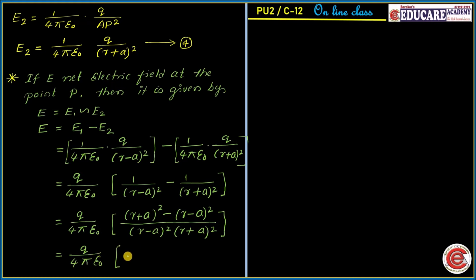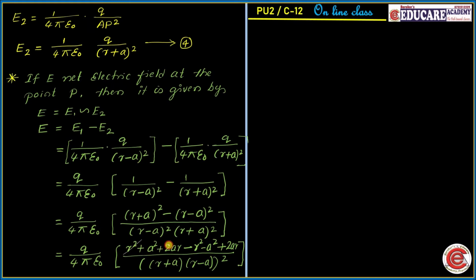You need not change it, and the denominator can be written as (r plus a) into (r minus a) whole square, right? As both are having the squares, we have taken the whole square for this. Here in the numerator we have to apply the identity (a plus b) whole square. It will be r square plus a square plus 2ar, and if the minus sign is multiplied by applying the (a minus b) whole square identity, then again we get r square minus a square plus 2ar.